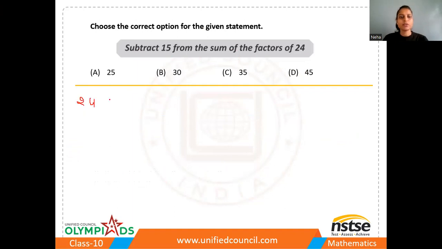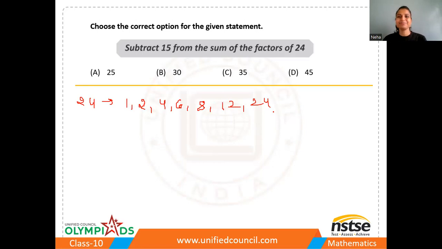For 24, 1 is a factor, and the number itself, it is a factor for all numbers, right? 2 is a factor, 4 is a factor, and 6 is also a factor, 24 is divisible by 6. 8 is also there, 12 is also there, and 24 is there. So these are all the factors of 24. Factors mean the numbers by which 24 is completely divisible.